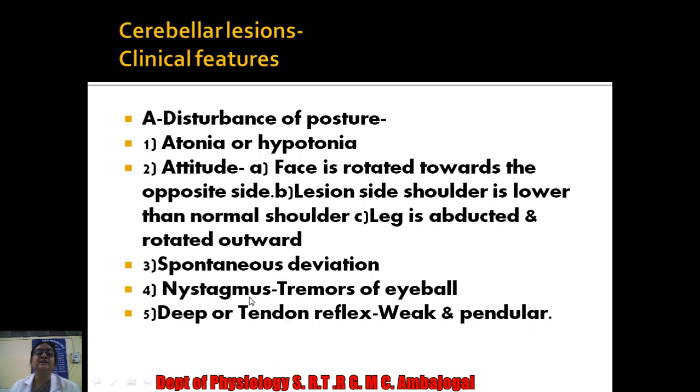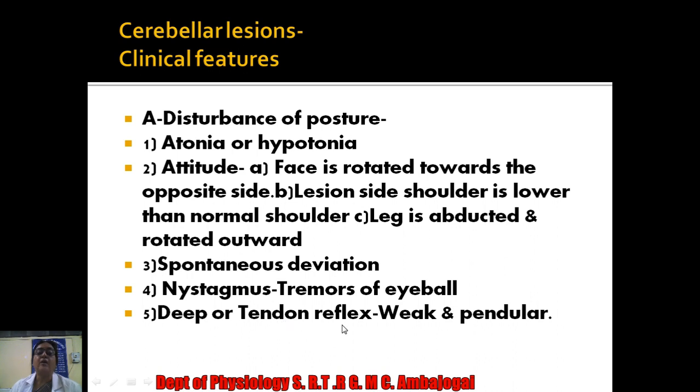Then nystagmus, which means tremors of the eyeball. I have already told you that while fixing the gaze, while seeing, there occurs sequential contraction of the eyeball muscles, and this sequential contraction of the eyeball muscles is regulated by the cerebellum. So as there is a cerebellar lesion on the same side, when the person is trying to fix on the object, due to this hypotonia the tremors of the eyeball are seen when the person is trying to fix on the object.